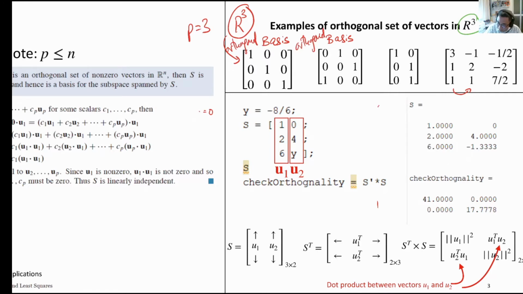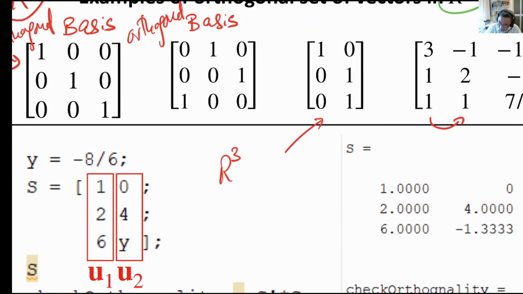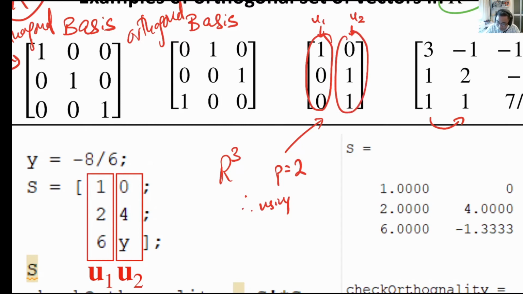What about the third example? In this example, the column vectors are still in R3, but we only have p equals 2 of them. Therefore, using only u1 and u2, we can only span a subspace of R3. In fact, we are spanning a plane of R3. And hence, although they do not span the entire R3 space, they are still a basis of a subspace of R3.